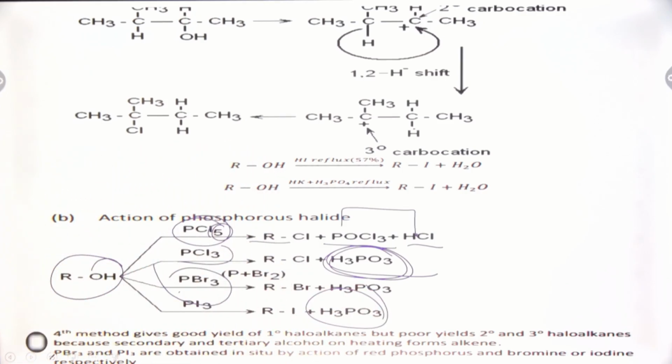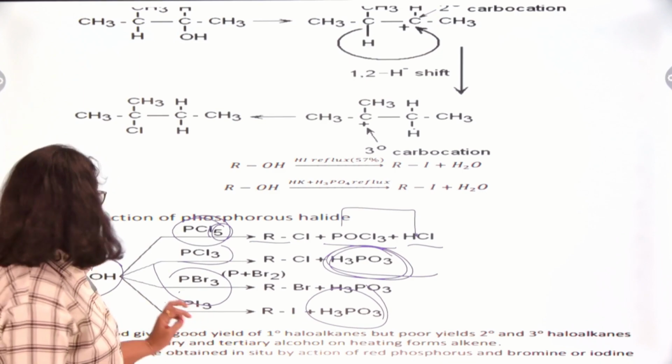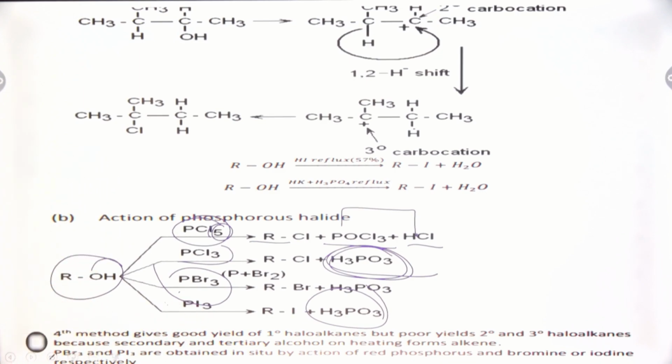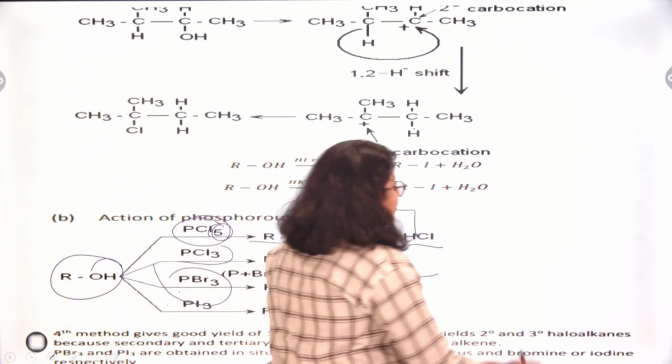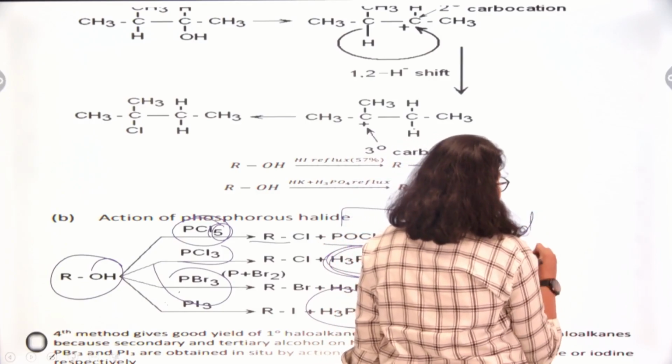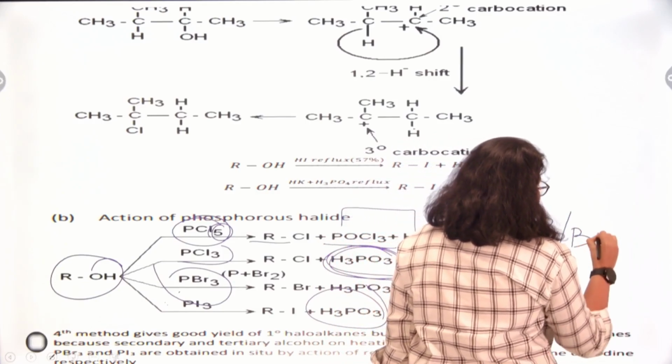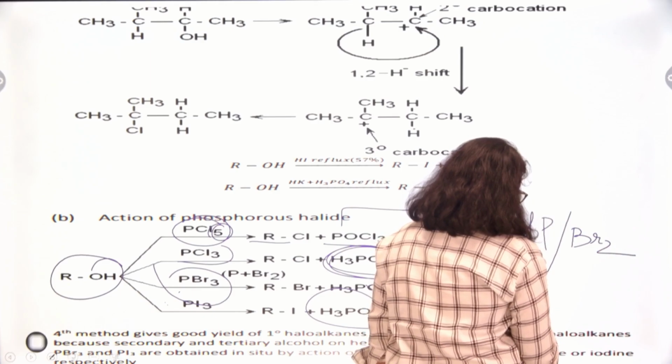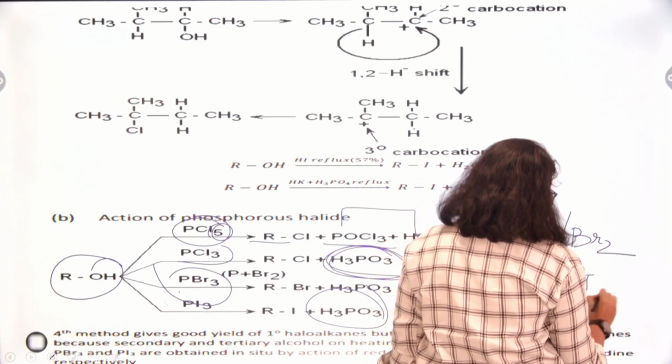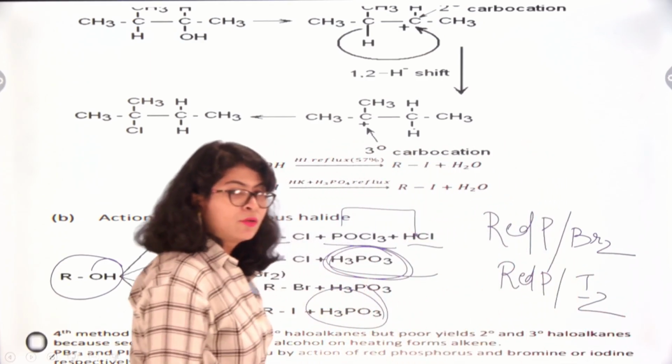This method gives very good yield of 1-degree haloalkane, but poor yield of 3-degree and 2-degree, because secondary and tertiary alcohols on heating form alkene. PBr3 and PI3 are obtained in situ by the reaction of red phosphorus with bromine or iodine. Like I can write red phosphorus plus Br2 or red phosphorus plus I2. Okay, these are also highly reactive.